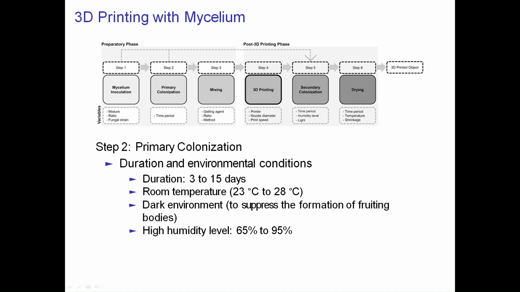Here, the key parameters are the conditions under which the colonization takes place. Mycelium growth is favored in room temperatures in dark and humid environments. Depending on the previous parameters, we are able to move to the next step from anywhere between 3 to 15 days.